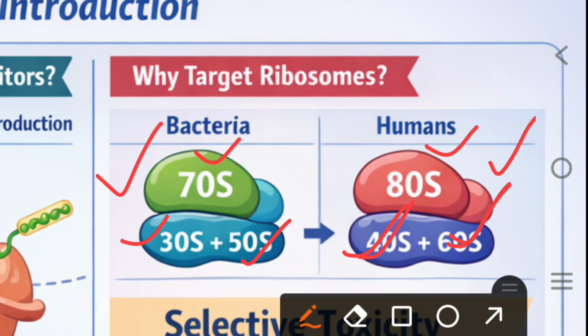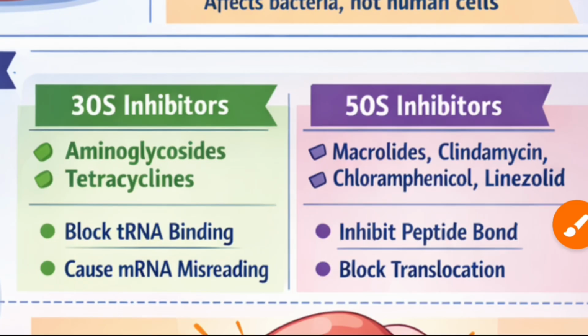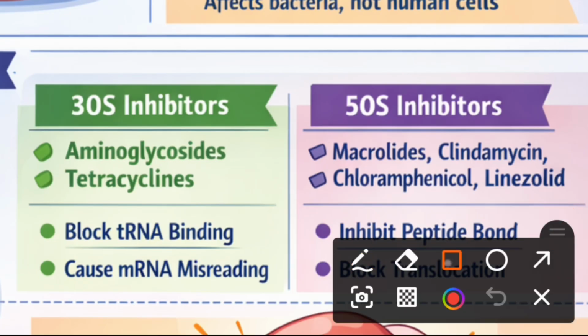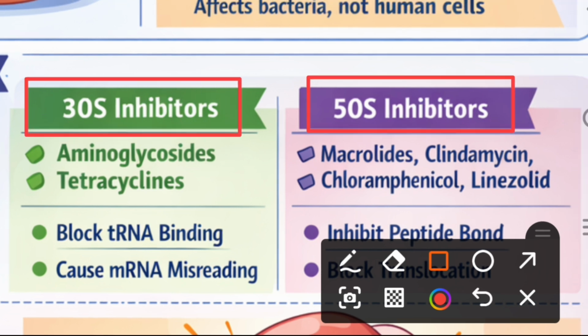So the protein synthesis inhibitors mainly target the bacteria, not the human cell. So they are selective. They cannot harm the human cell. The protein synthesis inhibitors have a selective toxicity. They affect only the bacteria, not the human cells. Protein synthesis inhibitors are divided into two types. The first type is the 30S inhibitors, the second is 50S inhibitors. In the next videos I will explain each of the protein synthesis inhibitors one by one, but this video is just an introduction to protein synthesis inhibitors.